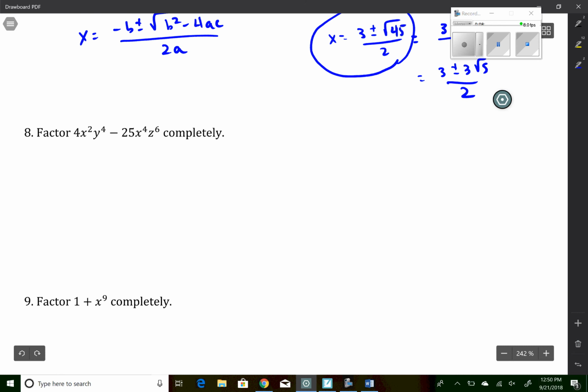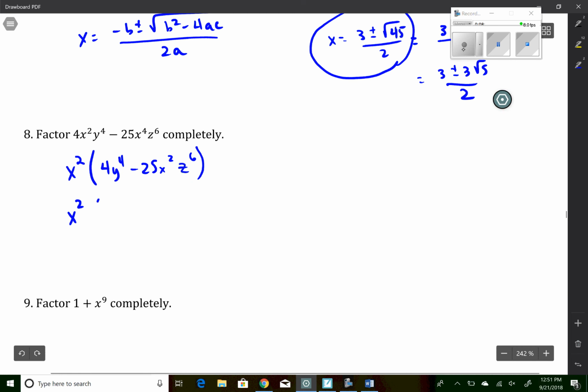Number 8 says to factor completely. I see some like terms, x to the 2nd, which is going to leave me with 4y to the 4th minus 25x to the 2nd z to the 6th. Then I have to ask myself, can I still factor? The answer is yes. I see difference of 2 squares here. I see subtraction, perfect squares, all that stuff is there.